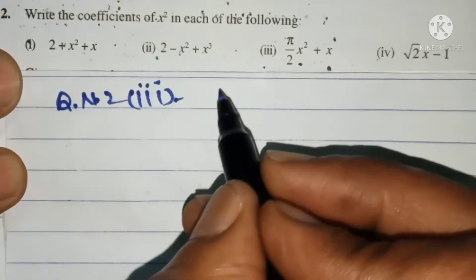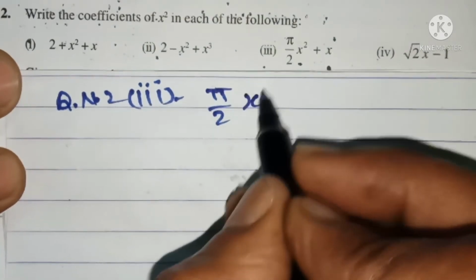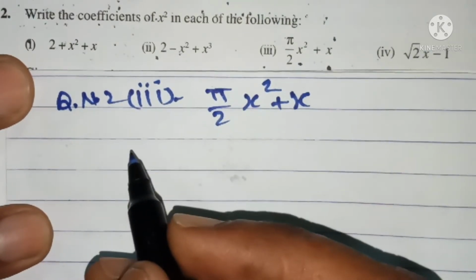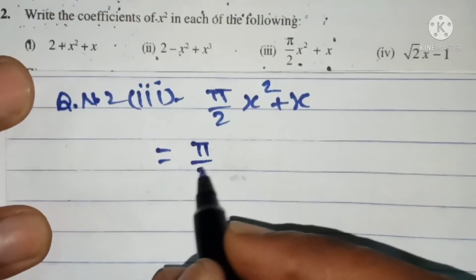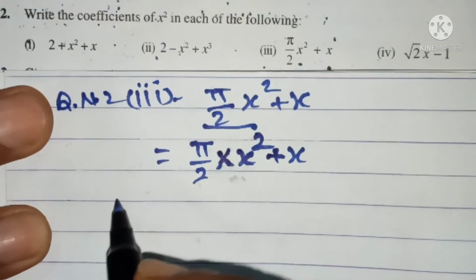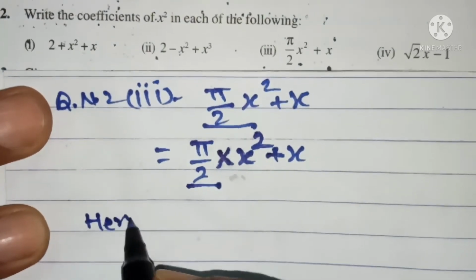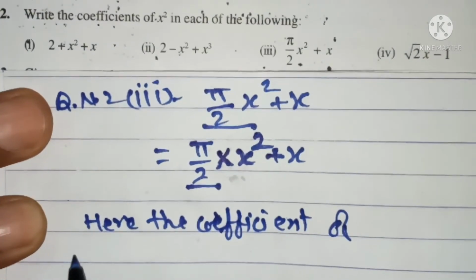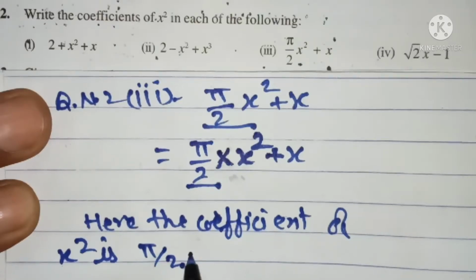Third part of question number 2 is pi by 2 x square plus x. We have to find the coefficient of x square. We can write it as pi by 2 into x square plus x. Here the coefficient of x square is pi by 2.